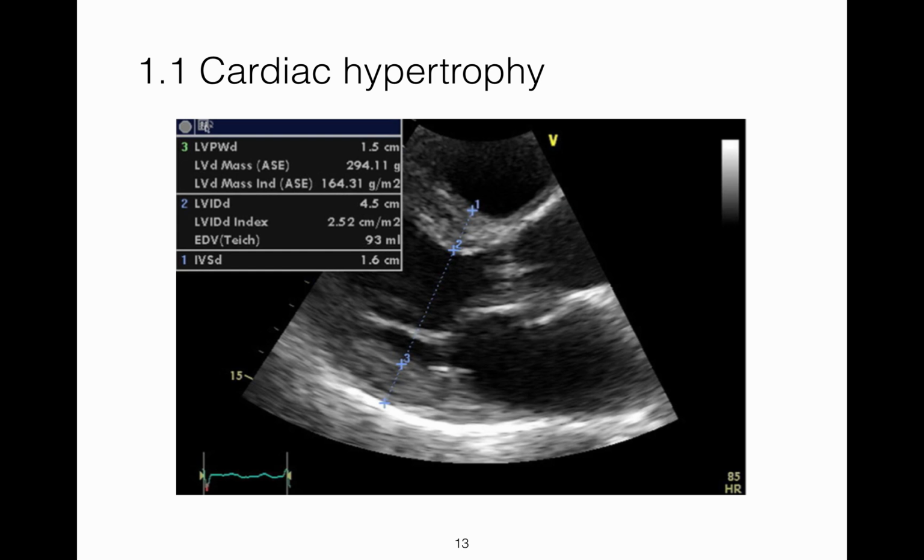This echo image shows the most characteristic finding in a patient with concentric hypertrophy, a uniform increase in LV mass. That is, the increase in wall thickness is the same throughout the left ventricle, and this is an important feature to recognize.